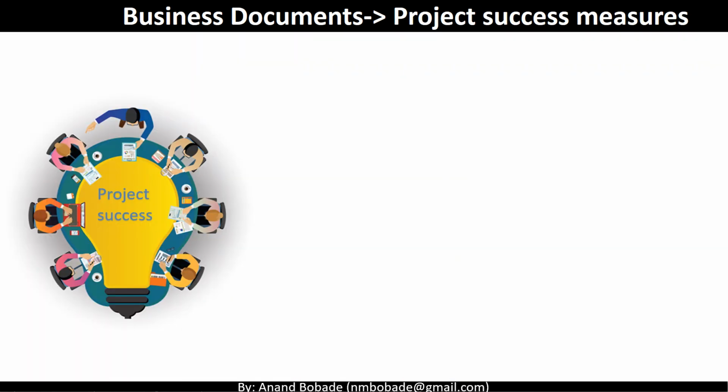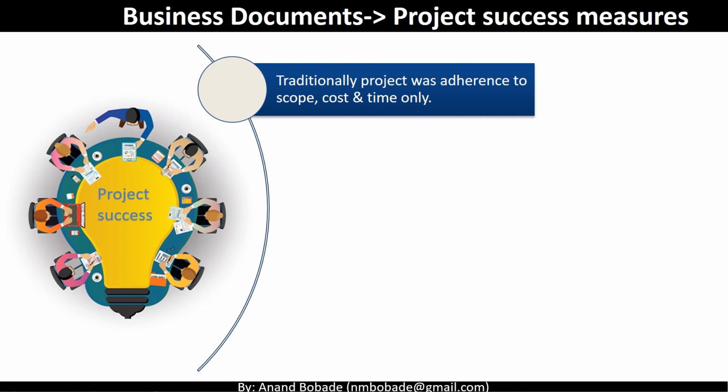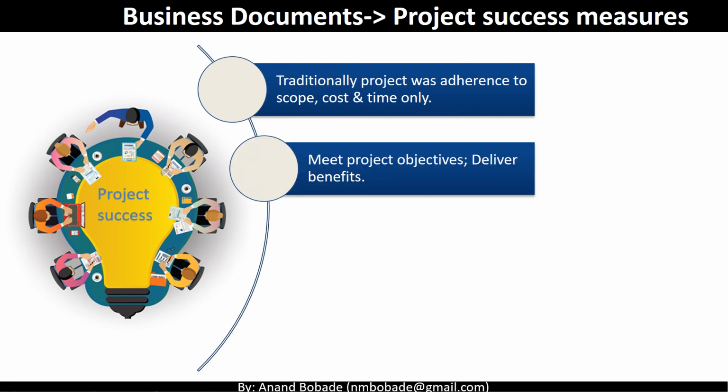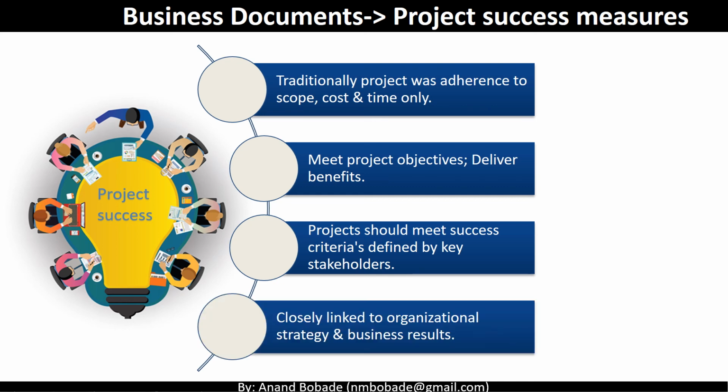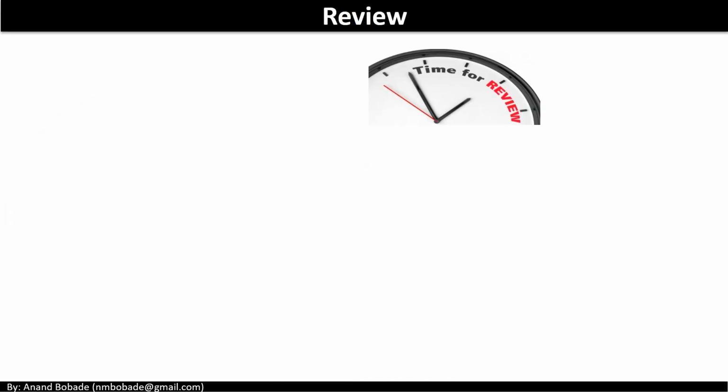Project success measures. Traditionally, project success was adherence to scope, cost, and schedule. Now project success is based on meeting project objectives and delivering intended benefits as agreed in the business case and described in the benefit management plan. The project should meet success criteria defined by key stakeholders. This will be present in the project charter, and it is closely linked to organization strategy and business results.